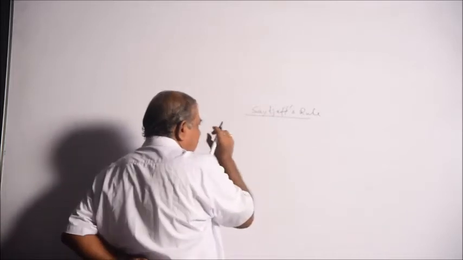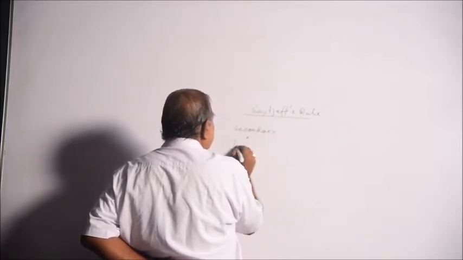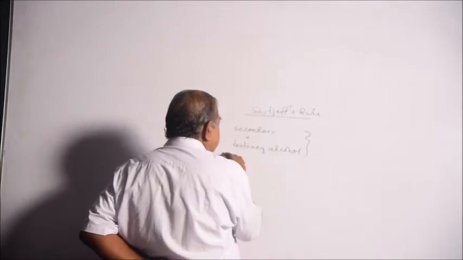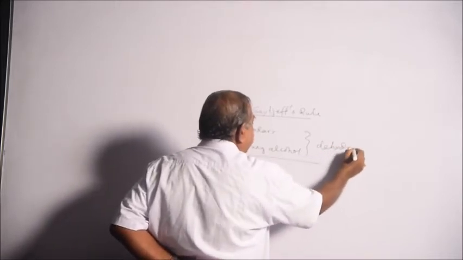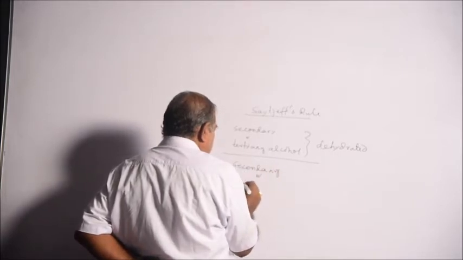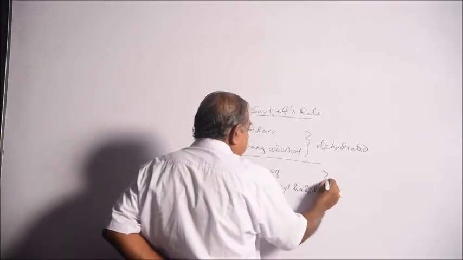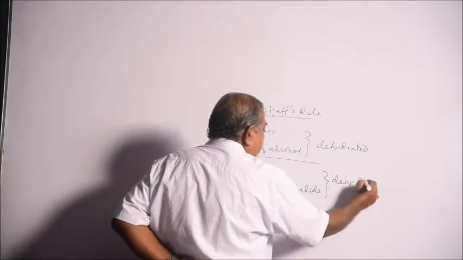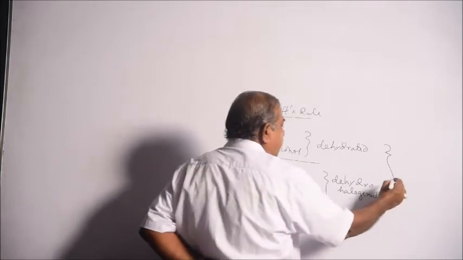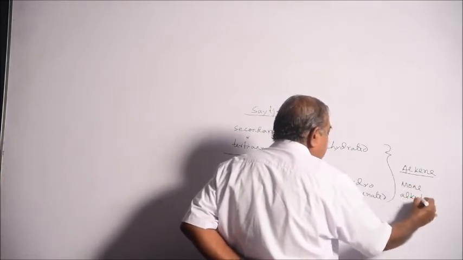Saytzeff's rule states that when a secondary or tertiary alcohol is dehydrated, or when a secondary or tertiary alkyl halide is dehydrohalogenated, you will get an alkene which is more alkyl substituted.